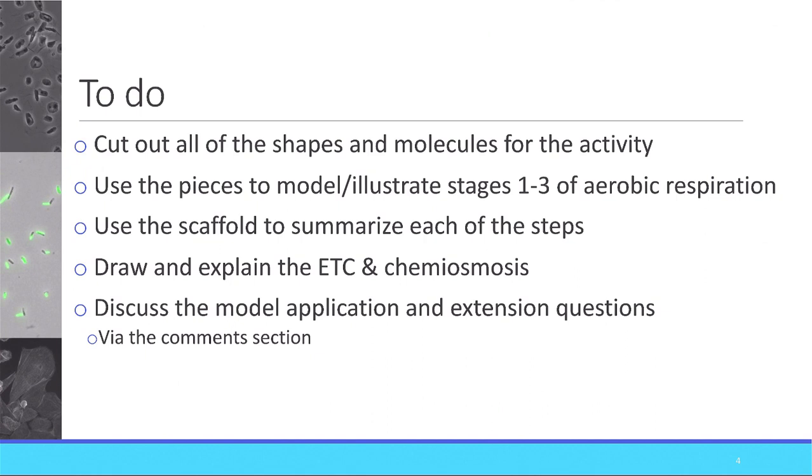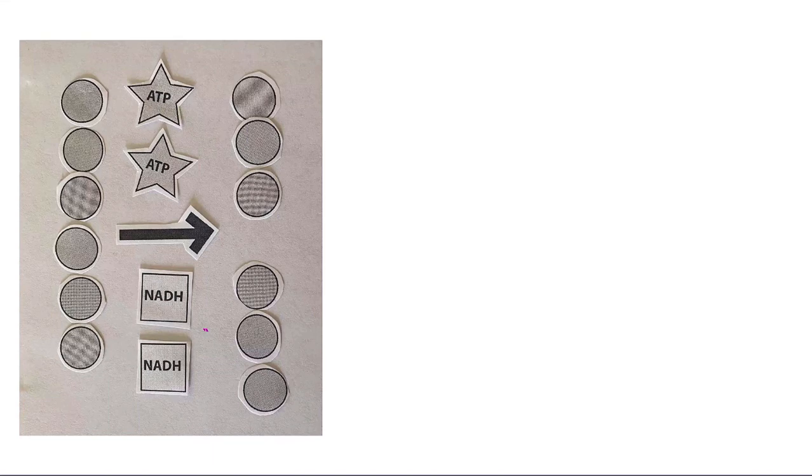So let's start with stage 1. Stage 1 is glycolysis, and in glycolysis, we are starting with glucose. In the shapes and molecules handouts, each of the gray circles represents a carbon, and glucose is made up of 6 carbons. So I put 6 carbons together, and I summarized glycolysis from the beginning to the end.